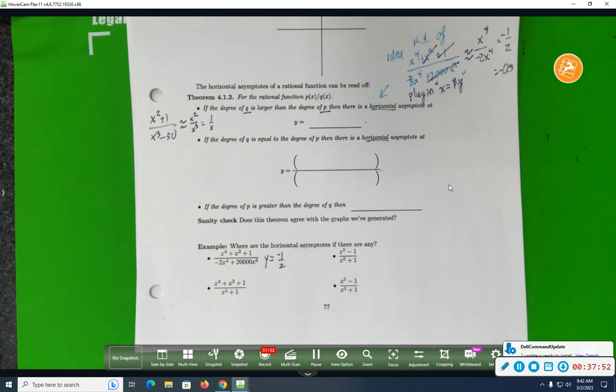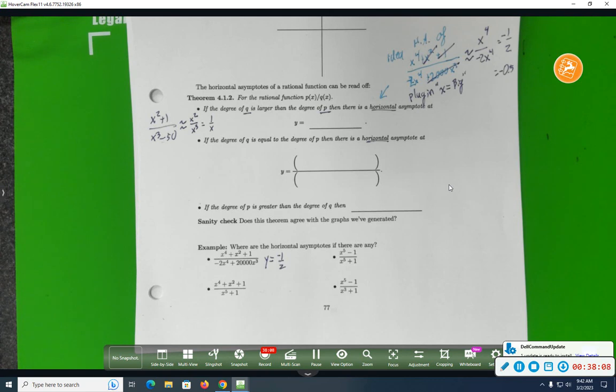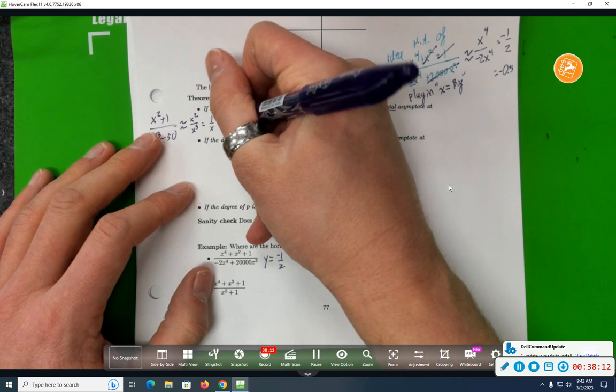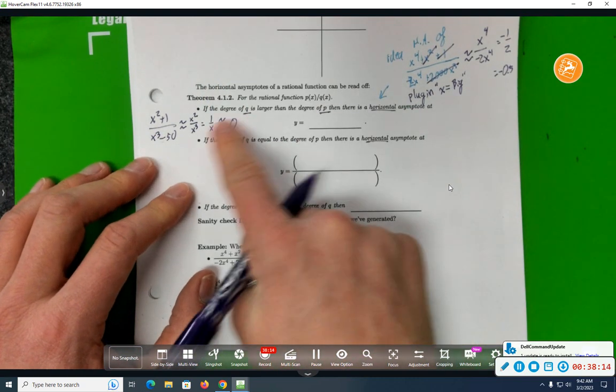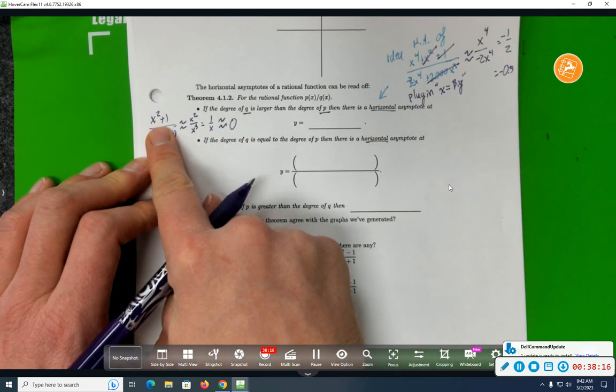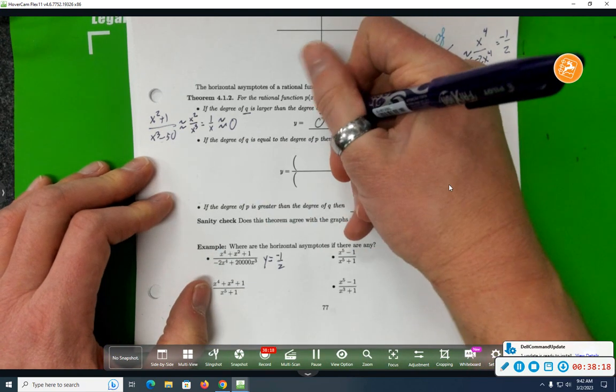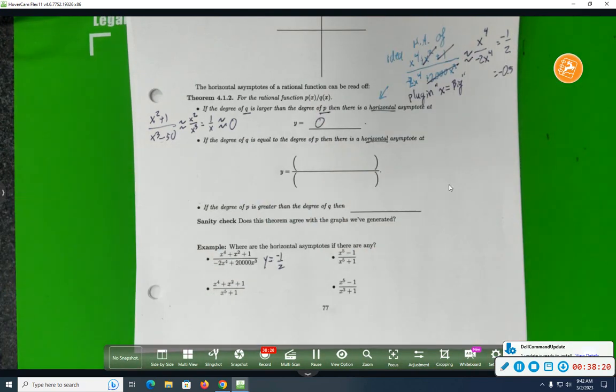And if you plug in something gigantic for x, a 20-digit number, what will 1 over x be close to? Yeah, 0. Whenever the degree of the denominator is bigger than the degree of the numerator, the horizontal asymptote will be at 0.